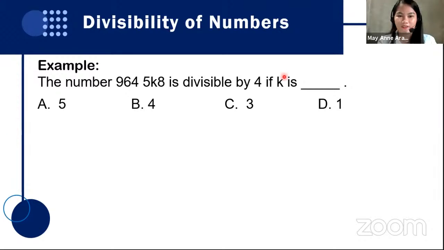Okay, very good. The answer is letter B. They don't want to open their mic. They're active on the chat box. Anyway, thank you. Correct. The answer is 4 since 48 is divisible by 4.